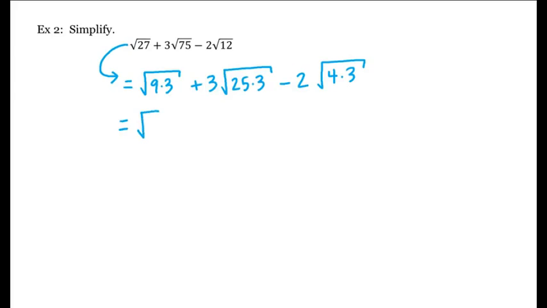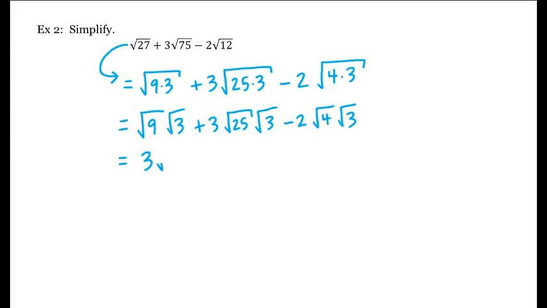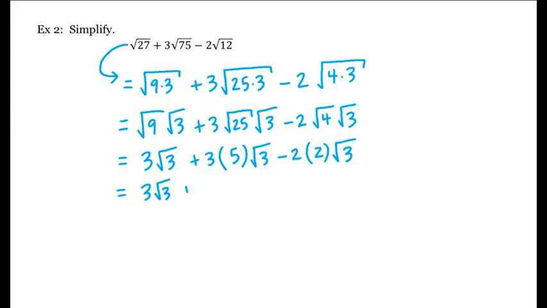Again, by properties of radicals, this is equal to the square root of 9 times the square root of 3, and then plus 3 times the square root of 25 times the square root of 3, minus 2 times the square root of 4 times the square root of 3, which is equal to: the square root of 9 is 3, so we have 3 times the square root of 3, plus 3 times the square root of 25, which is 5, times the square root of 3, minus 2 times the square root of 4, which is 2, times the square root of 3, which is equal to 3 times the square root of 3, and then plus 15 times the square root of 3, and minus 4 times the square root of 3.